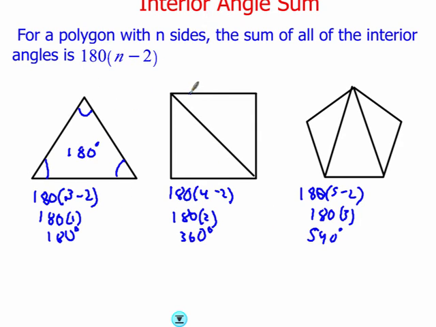Now this does not tell us what the measure of each angle is. It just tells us what the sum of the measures of the angles is. And that's all there is to it. So let's look at some examples.